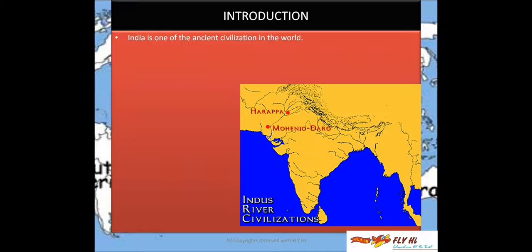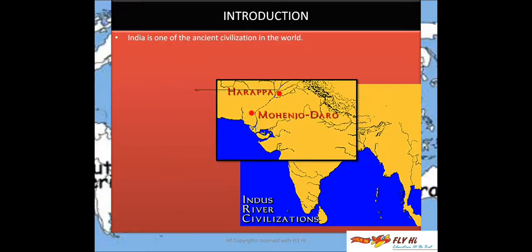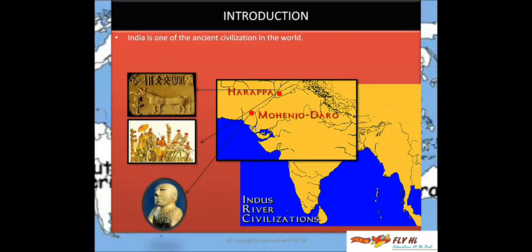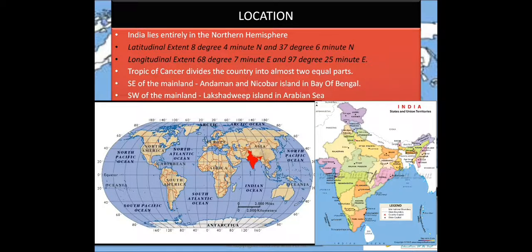First of all, India is a part of a very ancient civilization known as the Indus River civilization. In Indus River civilization, there are two sub-civilizations mainly named as Harappa and Mohenjo-daro. These two civilizations were part of the Indus River civilization which flourished across the Indus River. So, India is a part of this civilization.